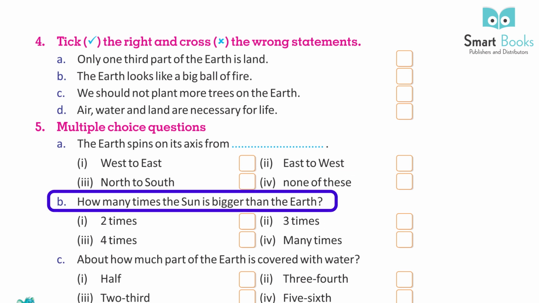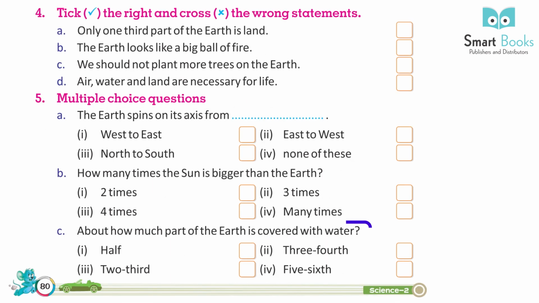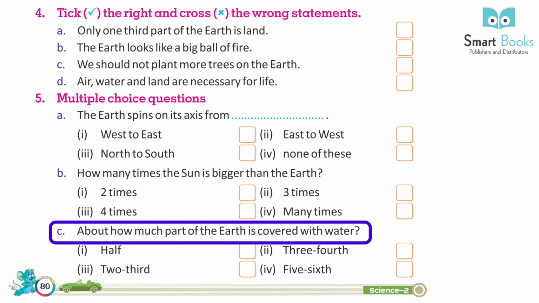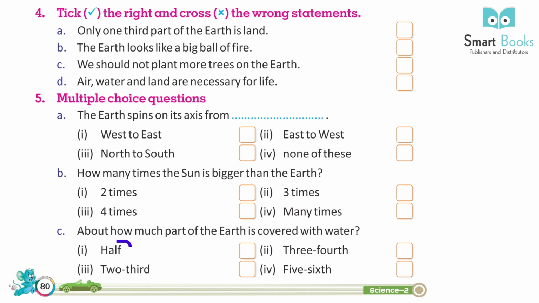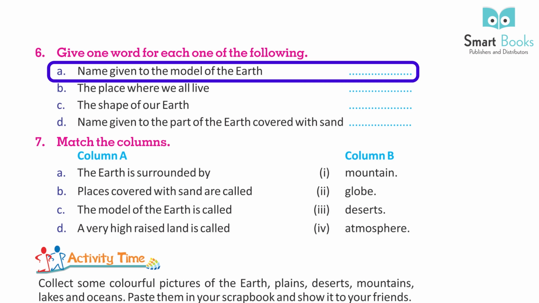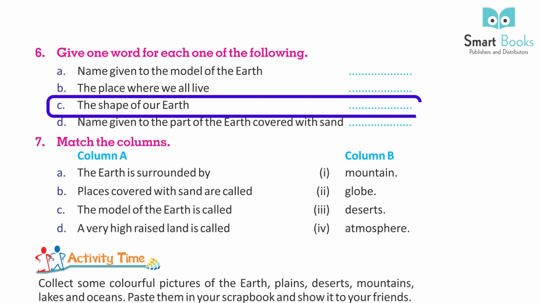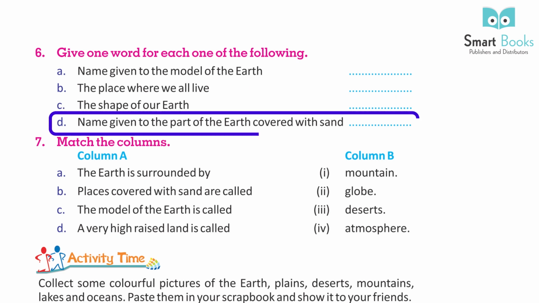B. How many times is the sun bigger than the Earth? 1. Two times. 2. Three times. 3. Four times. 4. Many times. C. About how much part of the Earth is covered with water? 1. One half. 2. Three fourth. 3. Two third. 4. Five sixth. 6. Give one word for each one of the following. A. Name given to the model of the Earth. B. The place where we all live. C. The shape of our Earth. D. Name given to the part of the Earth covered with sand.